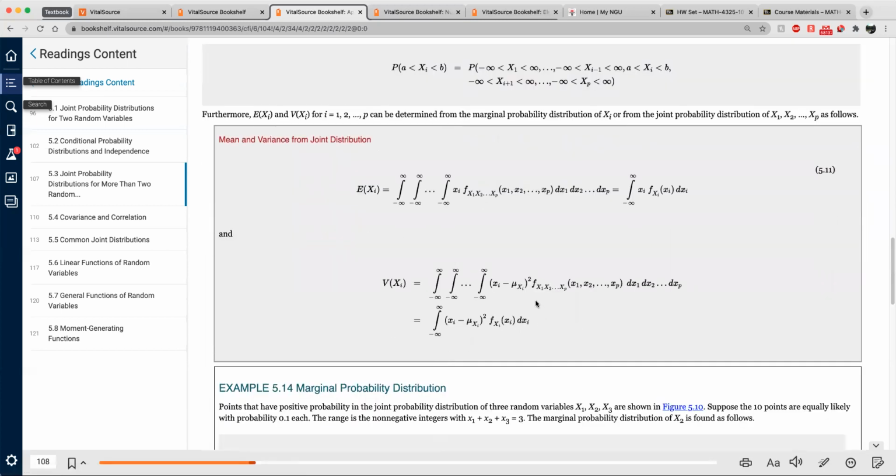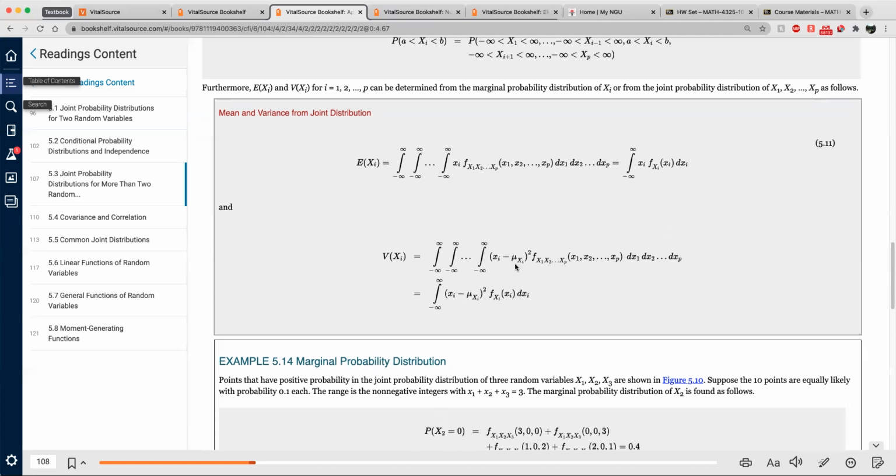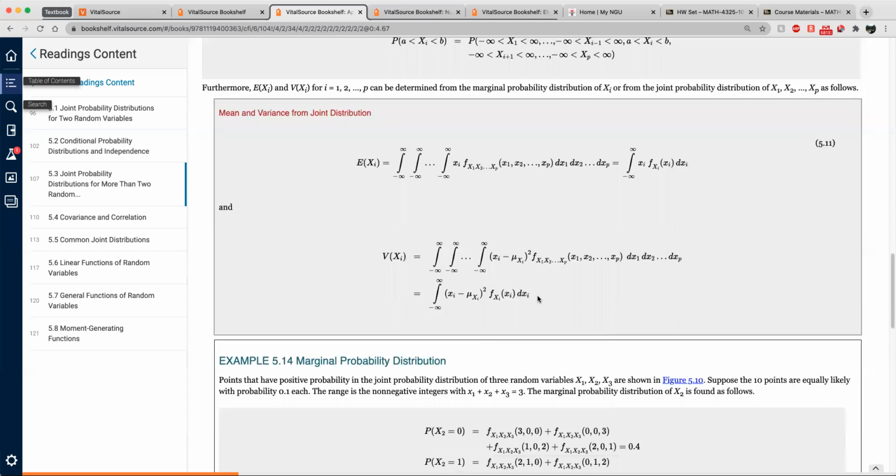Now let's see the mean and variance of a joint PDF with multiple random variables. This is also a straightforward extension of the joint PDF of two random variables. The expected value of xi is the integral over the multiple random variables of xi times the PDF, but this can be expressed using the marginal PDF of xi, right? And then the variance is xi minus mu xi, where mu xi is the E of xi, squared, times the PDF. This can be expressed as the integral of xi minus mu xi squared times the marginal PDF of xi with respect to xi. So this is also a straightforward extension of the case with two random variables.